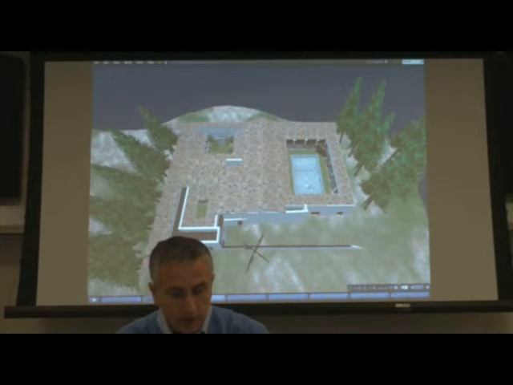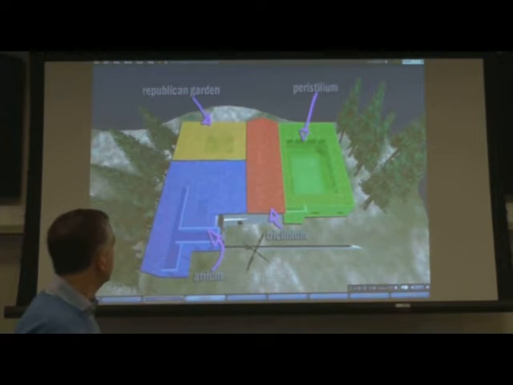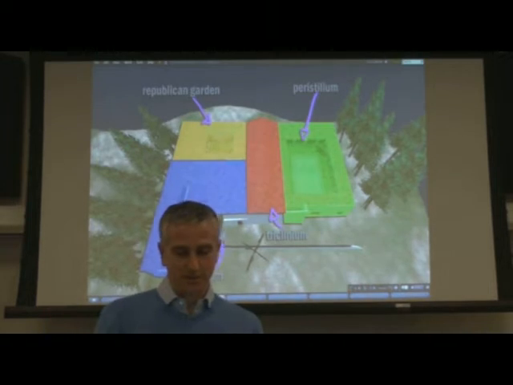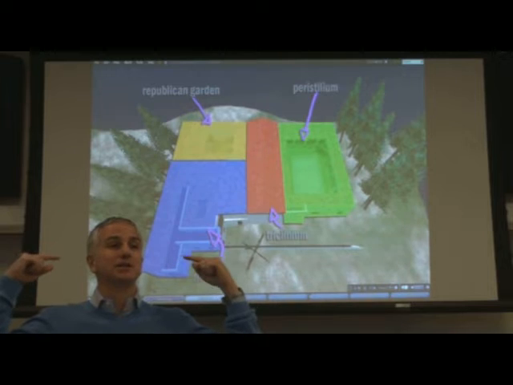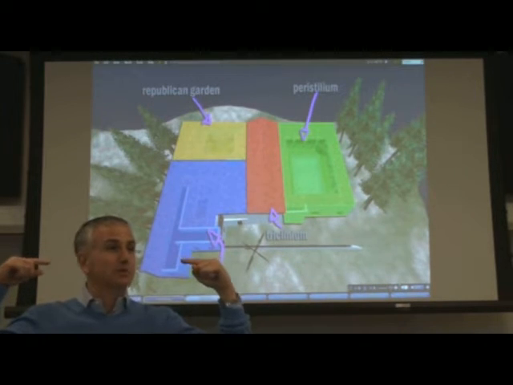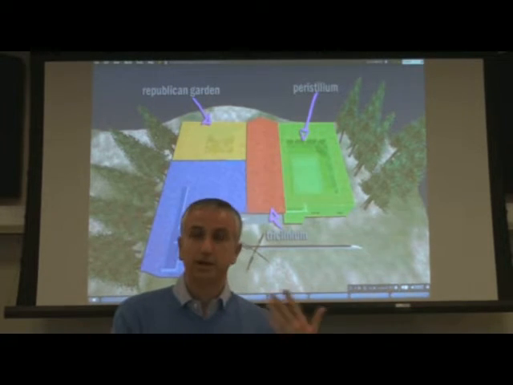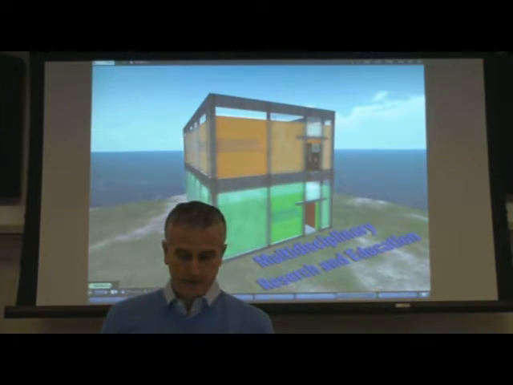Here we have the general planimetry of the villa with the main architectural elements, like the Republican Garden, the Peristylium, the Atrium, and the Triclinium. This is very common in any imperial villa, so I think it's very helpful for students to understand how the ancient Romans were thinking about architectural spaces, architectural plans, and as well the use of materials, plaster, decorations, colors, and so on.